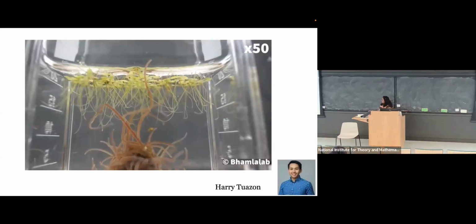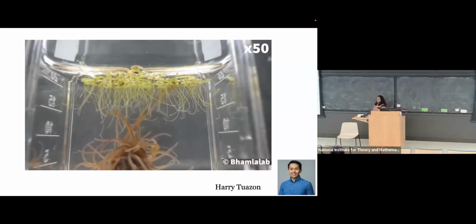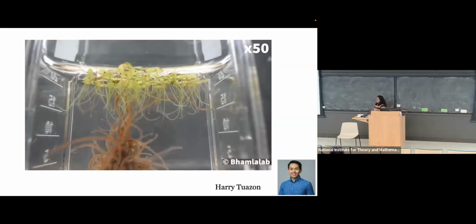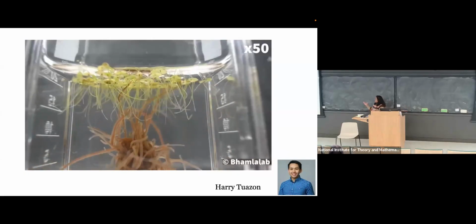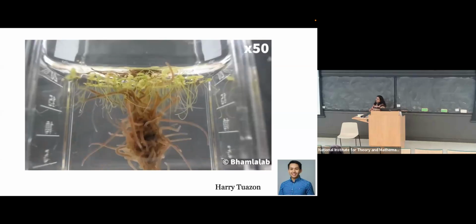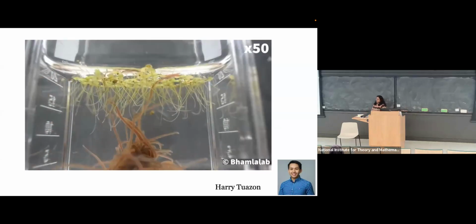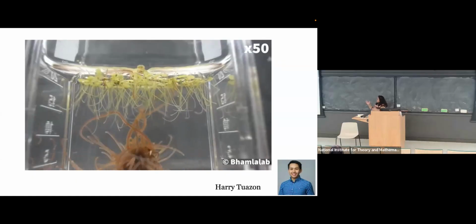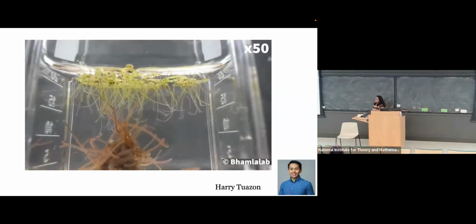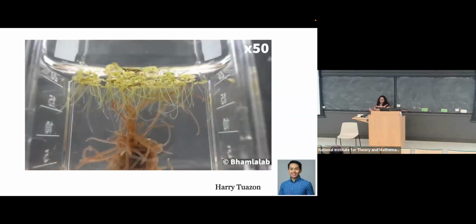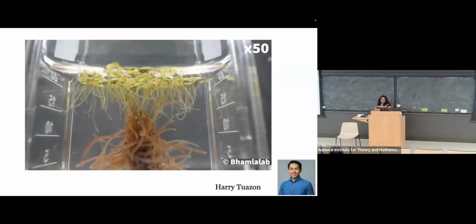So Harry did some experiments with duckweed, which is commonly found in freshwater lakes. These are floating plants. They float at the interface of water and air. And then he found that if you mix duckweed and a worm system, the worms can deform their body and actually climb these roots.